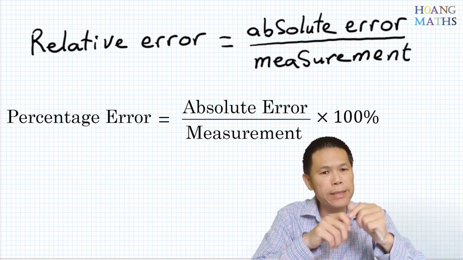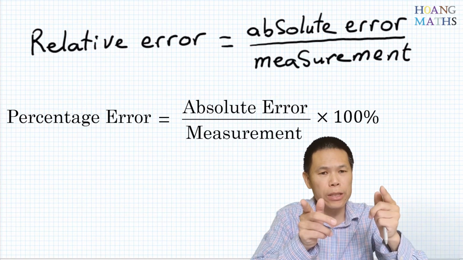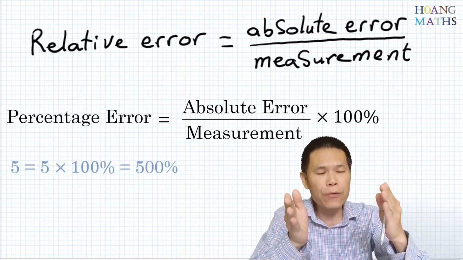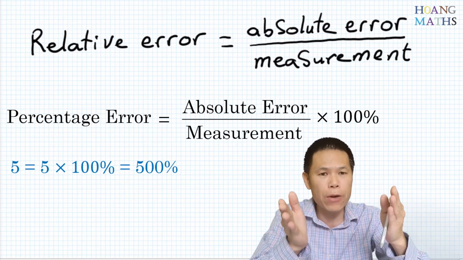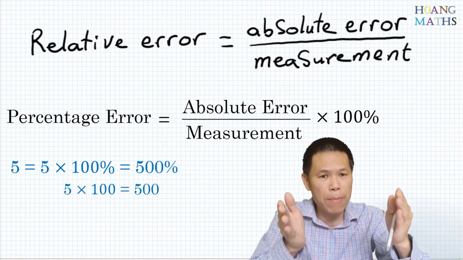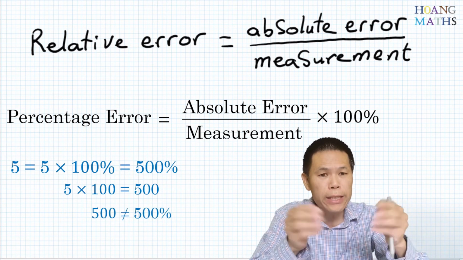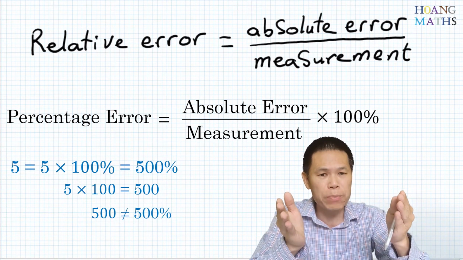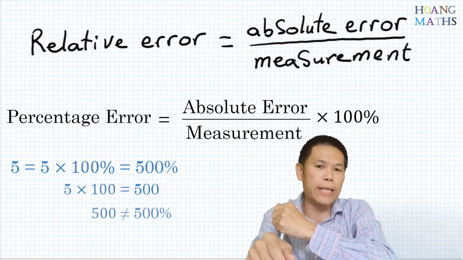Because 100% is 1. But if you times by 100, it's actually 100. So for example, 5 is equal to 5 times 100%, which is 500%. But if you use 5 times 100, it is actually 500. So 500 is different from 500%. Just to make that clear for you, let's go through an example.